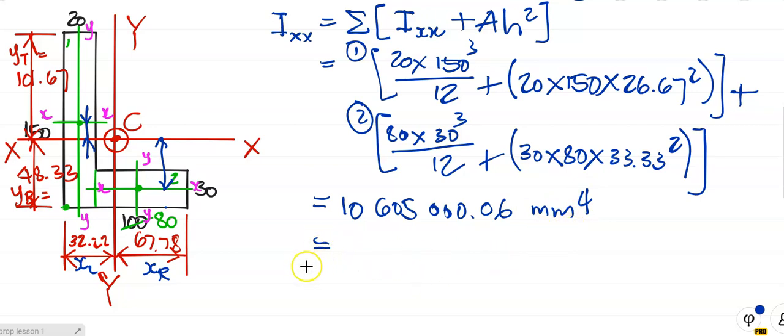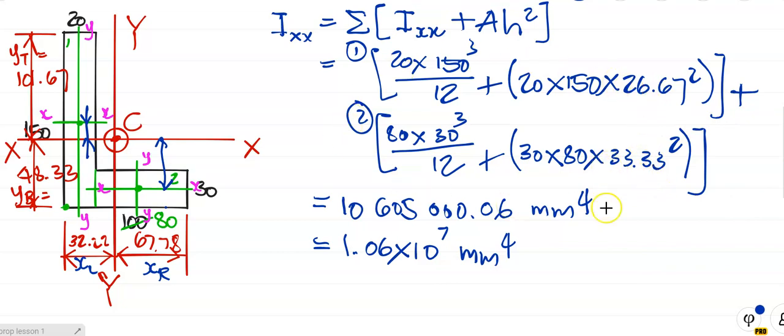Or, depending on the make of your calculator, you can write it in scientific notation. What's scientific notation? A number followed by the decimal. So it would be 1.06 times 10 to the power 7 millimeters to the fourth. That's the correct answer. That is also a correct answer. It's one or the other. So there's full decimal notation, and that's scientific notation. Okay people, so that is the second moment of area about the x axis.